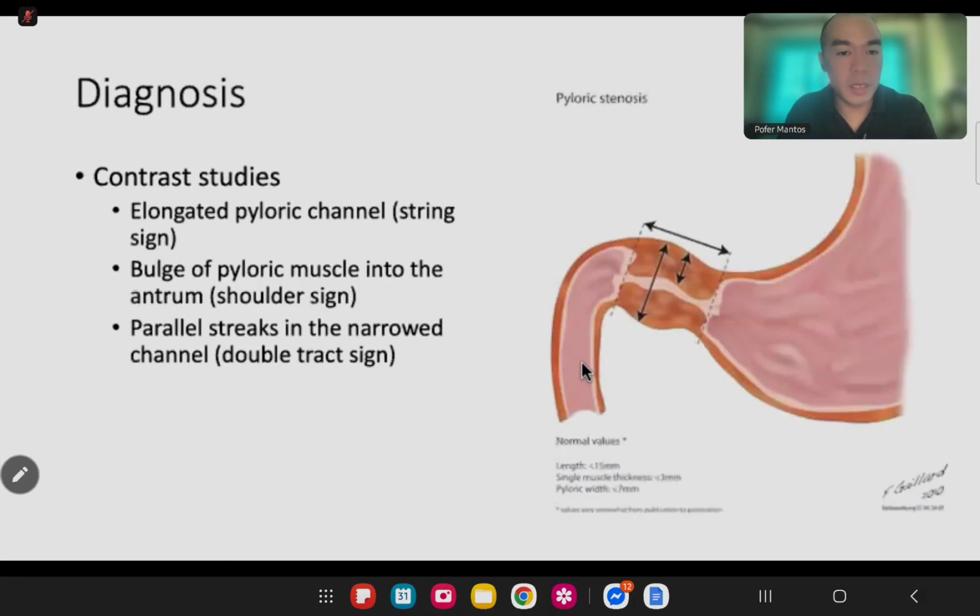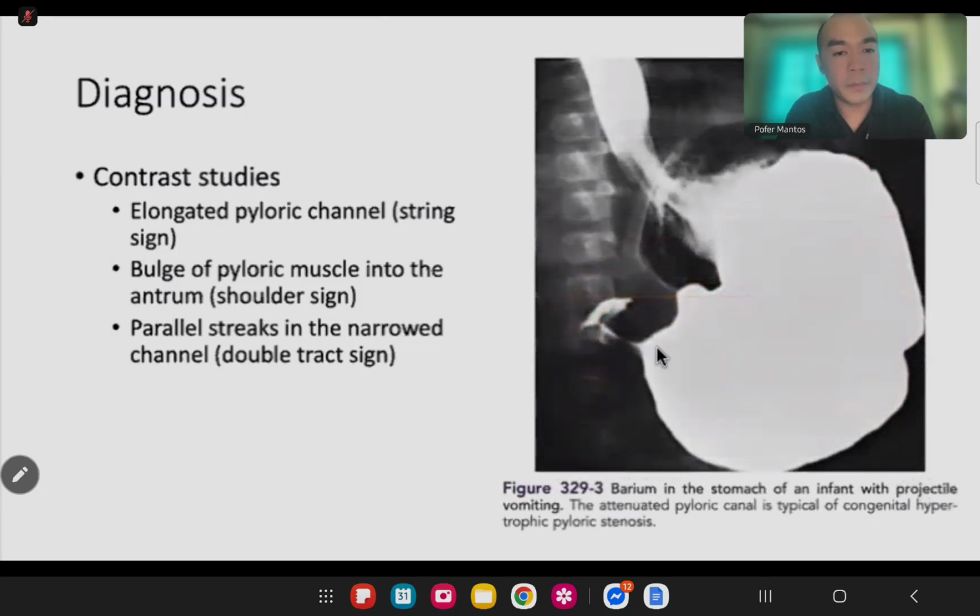Contrast studies may also confirm the diagnosis, and usually the following signs can be seen with this test. Number one, an elongated pyloric channel will reveal a string sign. Then the bulging of pyloric muscle into the antrum is the shoulder sign, and parallel streaks in the narrow channel, or double track sign. It's not seen here, it's not that visible.